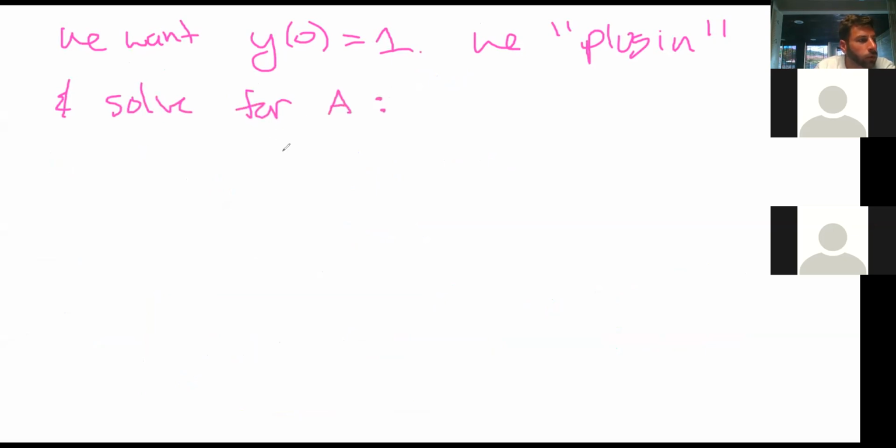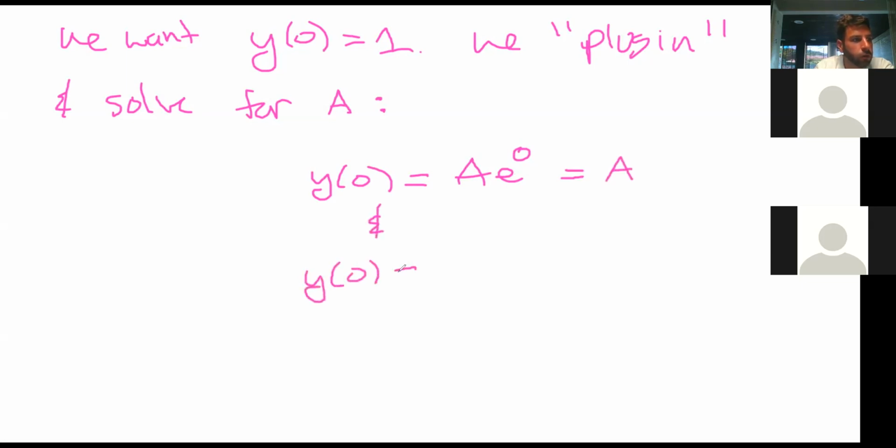So what is y of 0? Well, y of 0 can equal two things. On one hand, y of 0 by definition equals a e to the 0, which is a. And y of 0, we also want it to be 1. So what does this line of reasoning tell us? This tells us that the a we seek, the one we need, is a equals 1.